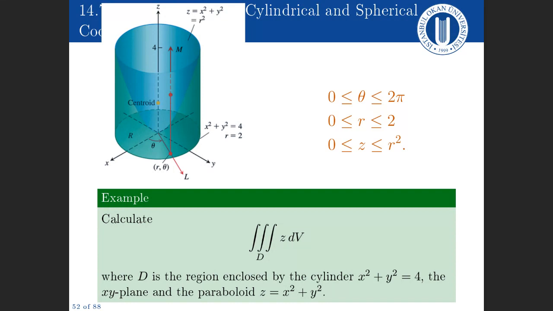If we're in here, theta can be any angle between 0 and 2 pi. We're in a cylinder of radius 2, so r is going to be between 0 and 2. And then z is going to be between 0 and r squared. So let's do this calculation.